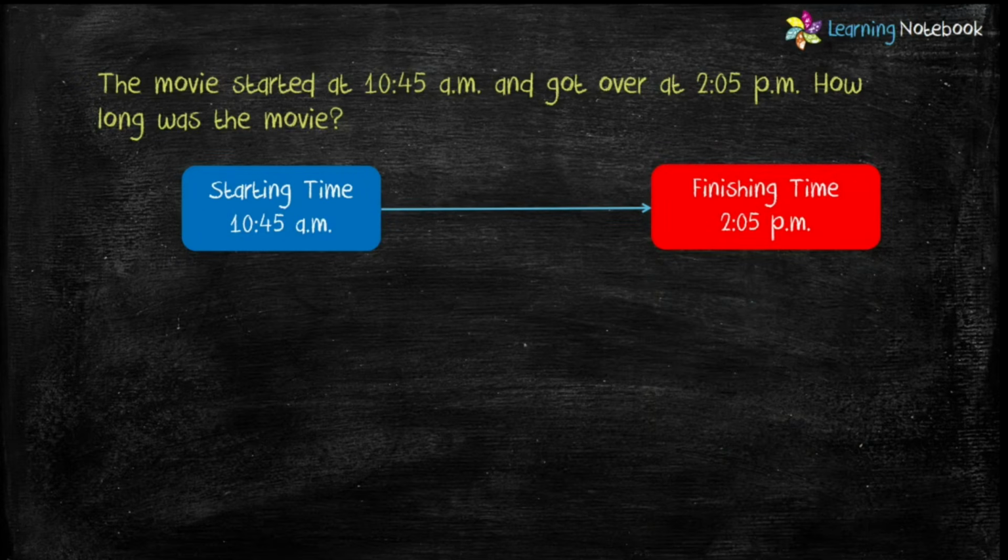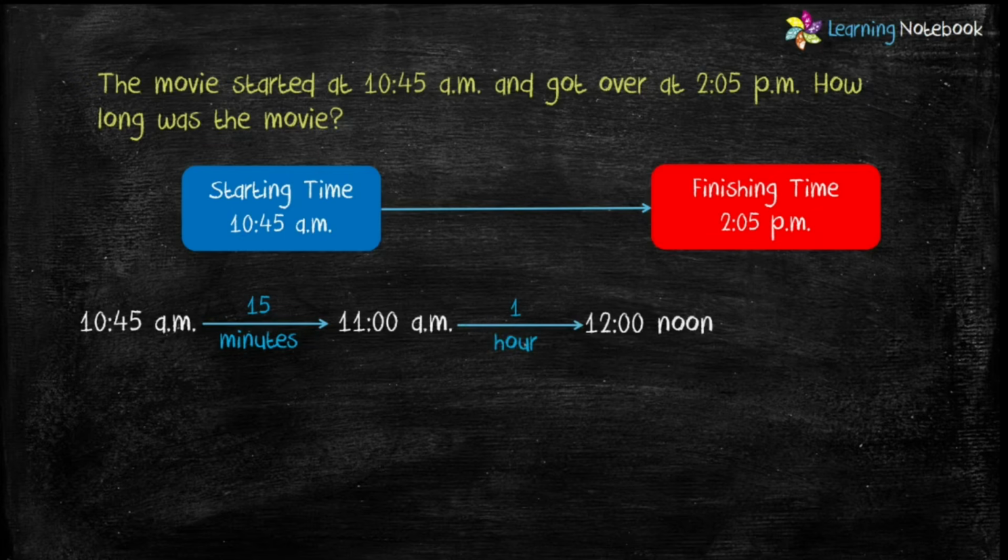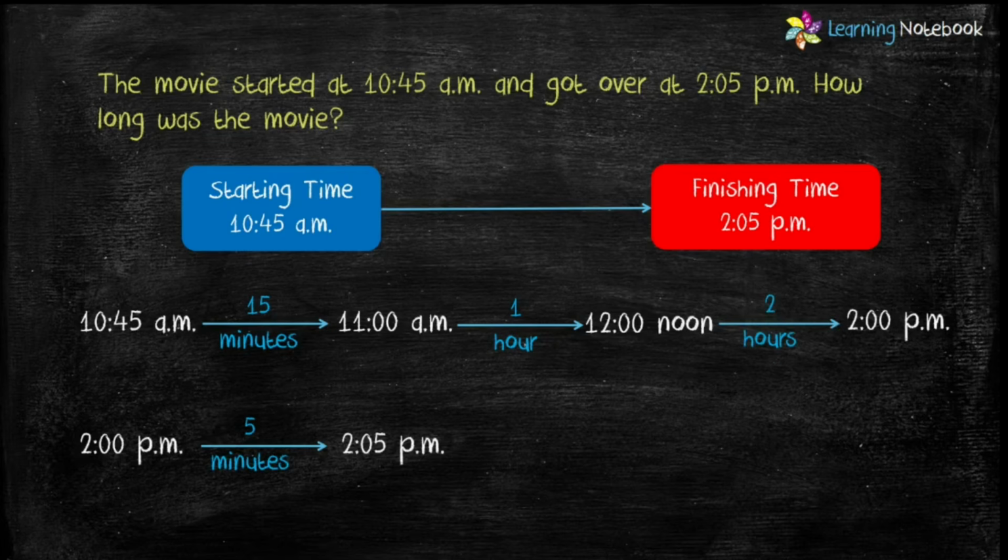Students, we cannot solve this question directly. So let's solve it step by step. Starting time is 10:45 a.m. So 15 minutes later, time will be 11 a.m. 1 hour later, time will be 12 noon. 2 hours later, time will be 2 p.m. and after 5 minutes, time will be 2:05 p.m. which is the finishing time.